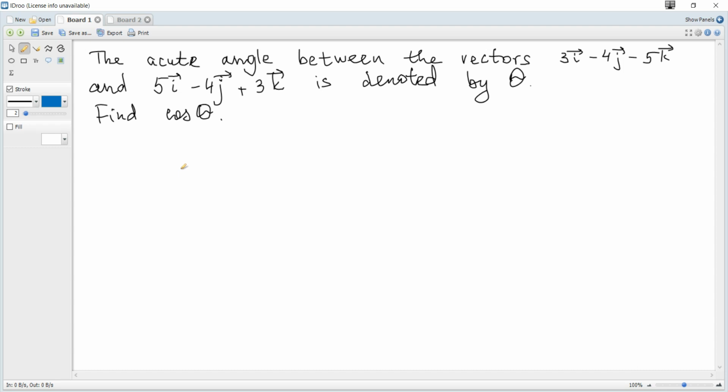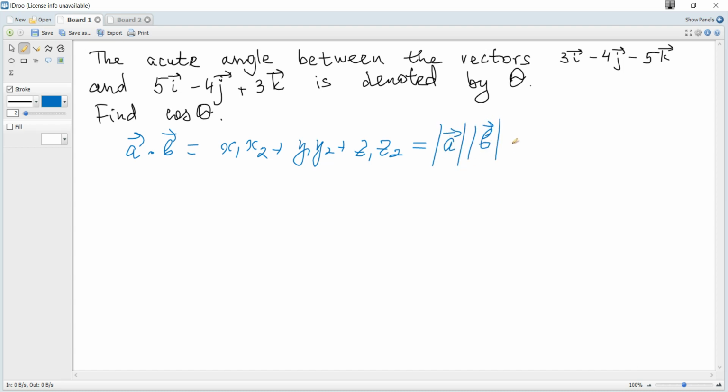The acute angle between the vectors is denoted by theta. Find cosine of theta. To find the angle between two vectors, we use a dot product, and it is given in a data booklet. The dot product of two vectors is equal to x1 x2 plus y1 y2 plus z1 z2, where x, y, z are coordinates of the corresponding vector, and it is also equal to the product of the magnitudes of these vectors and the cosine of the angle between them.